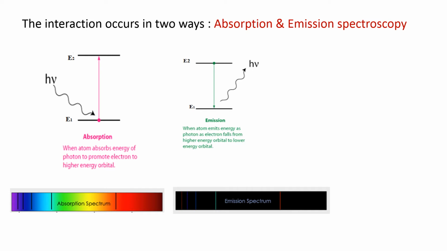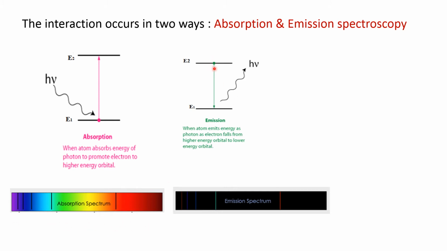As you all are familiar with electronic energy levels, imagine this is E1 state and this is E2 state, and this is a pink color dot. Let us imagine it is an atom. When light radiation or electromagnetic radiation, which I am depicting here as h nu photon, falls on this atom, it may absorb energy and it may go to the next higher energy level E2. So here absorption is a phenomenon and the spectroscopy is called absorption spectroscopy, which gives rise to an absorption spectrum.